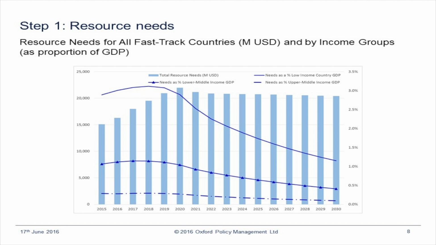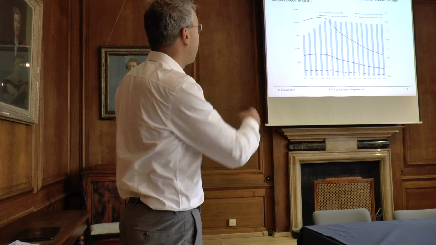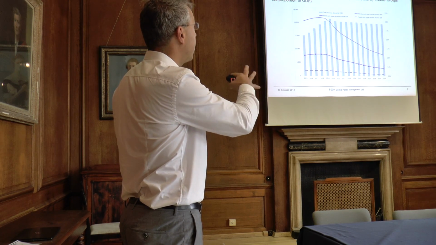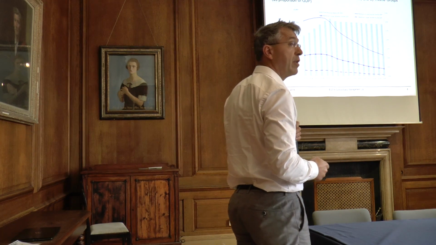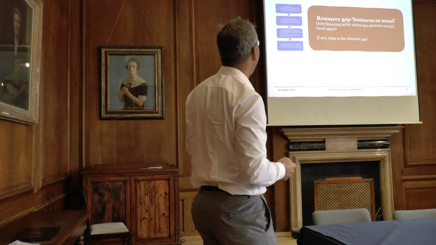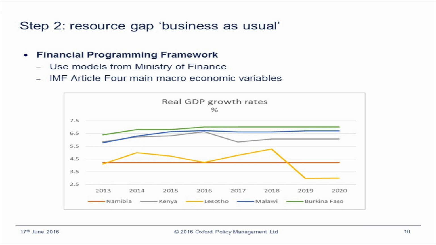And here you see an illustration for HIV in 28 high priority countries in the world, and what that agency, in this case UNAIDS, believes it will cost to fund HIV in these 28 countries. Then we move on to the second step, which is the resource gap under business as usual scenario.